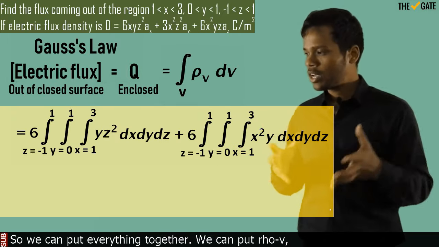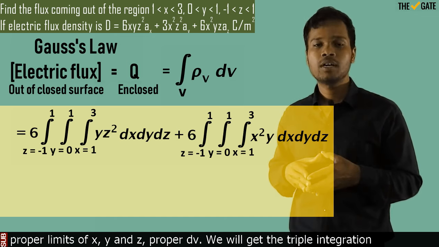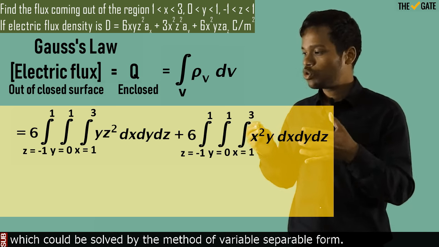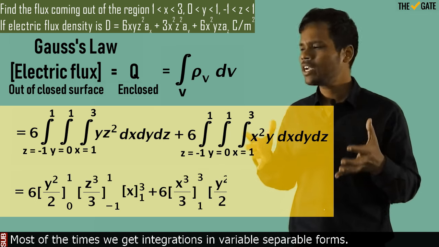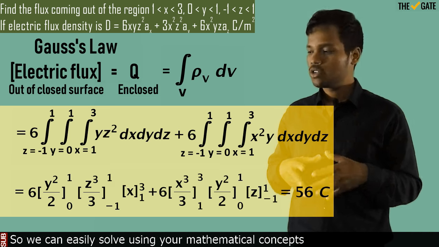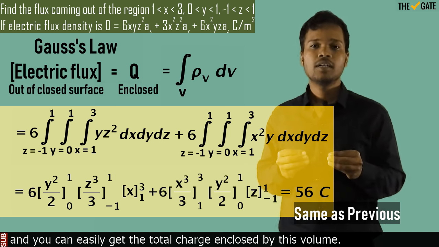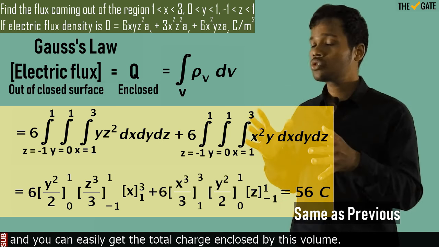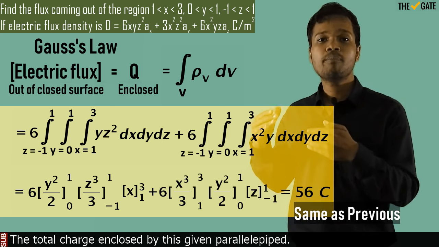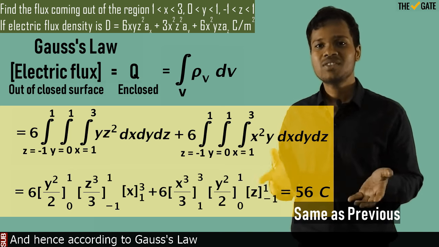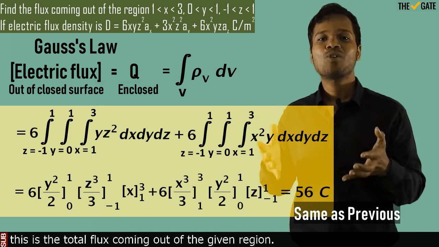So we can put everything together: rho v, proper limits of x, y and z, and proper dv. We will get a triple integration, which can be solved by the method of variable separable form. Most of the time we get integrations in variable separable form. So we can easily solve using your mathematical concepts, and you can easily get the total charge enclosed by this volume, the total charge enclosed by this given parallelepiped. And hence, according to Gauss law, this is the total flux coming out of the given region.